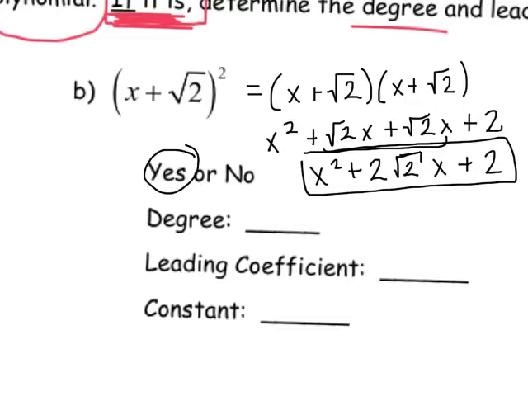Our degree. Degree is the highest exponent you see. So that's a 2. Leading coefficient is using where that 2 is located. What is the coefficient right there? So that's right here, and there's a 1 there. And then the constant term, that's the number all by itself. So that's a 2.